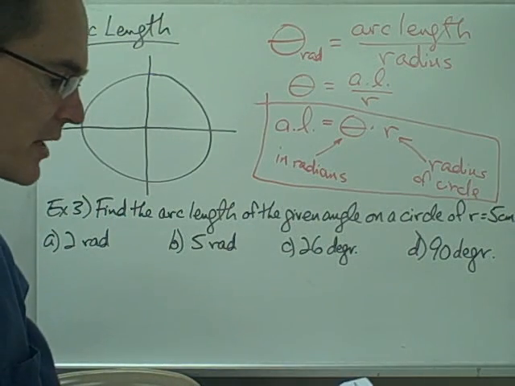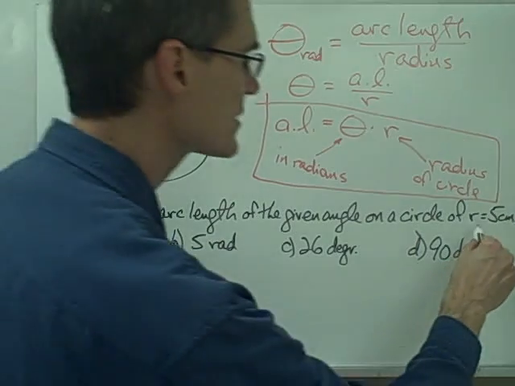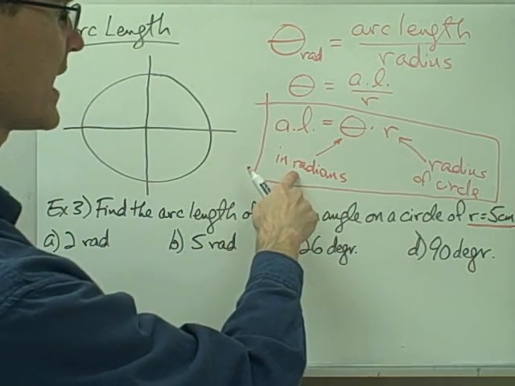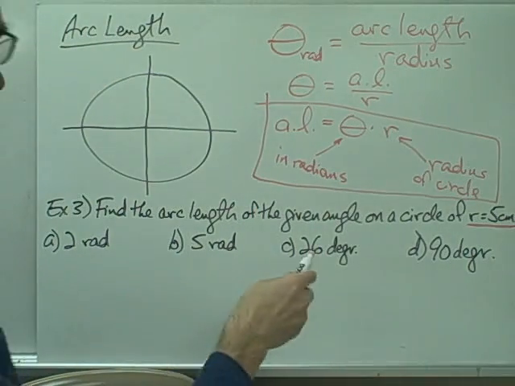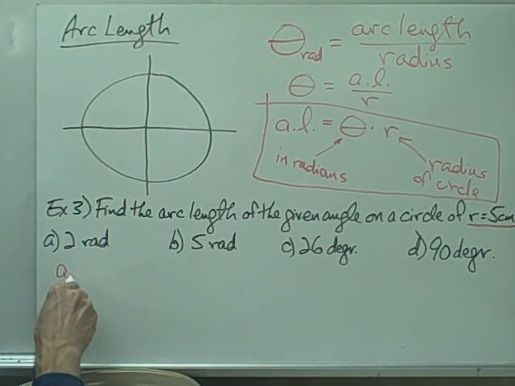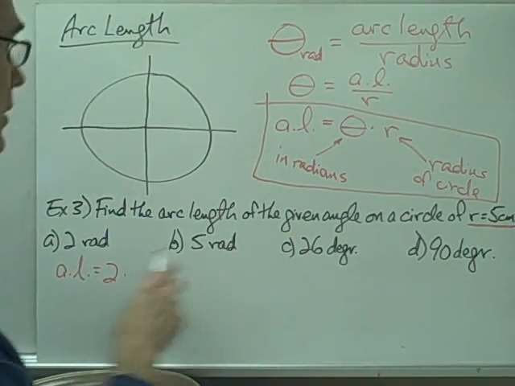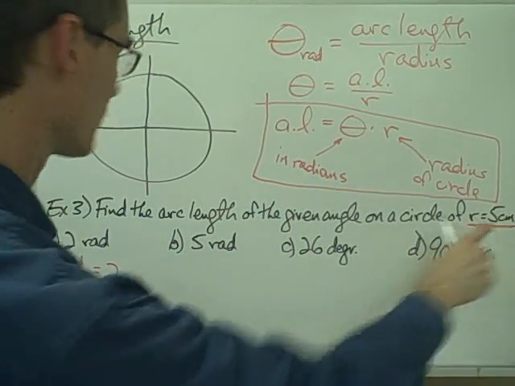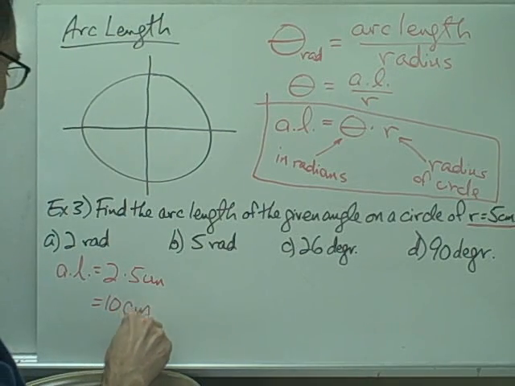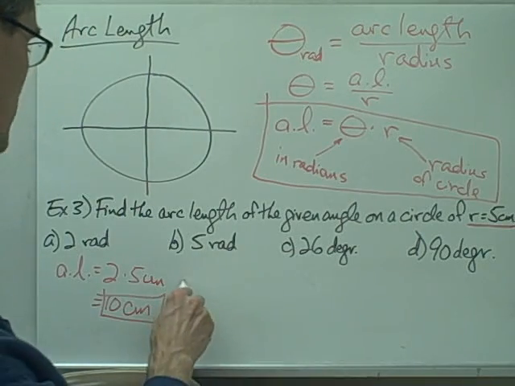So let's take a look at example number 3. It says find the arc length corresponding to the given angle in a circle of radius of 5 centimeters. Well, I have my arc length formula here. All I need is the measure of an angle in radians and the radius of a circle, and I should be in business. So example 3a, 2 radians. So arc length is going to be the angle in radians, 2, times the radius of the circle. Well, I'm told the radius of the circle is 5 centimeters, so 2 times 5 centimeters equals 10 centimeters, and that's my arc length.